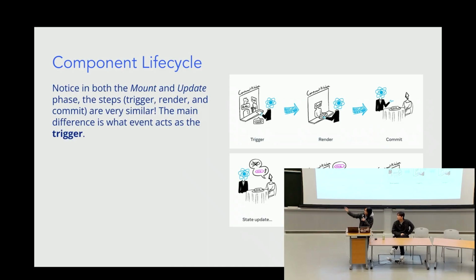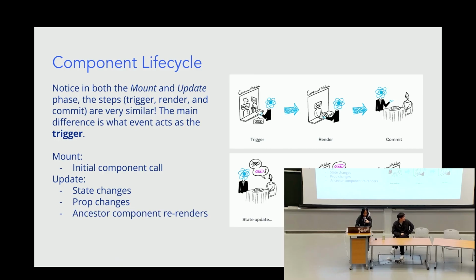So yeah, notice they're both very similar, these two phases. They involve the same steps. The only difference really is what kind of trigger is involved. So mount is just the initial component call. And then the update, these triggers might include state changes, prop changes, and if the ancestor component, say like the parent component or a component above that same level, re-renders.